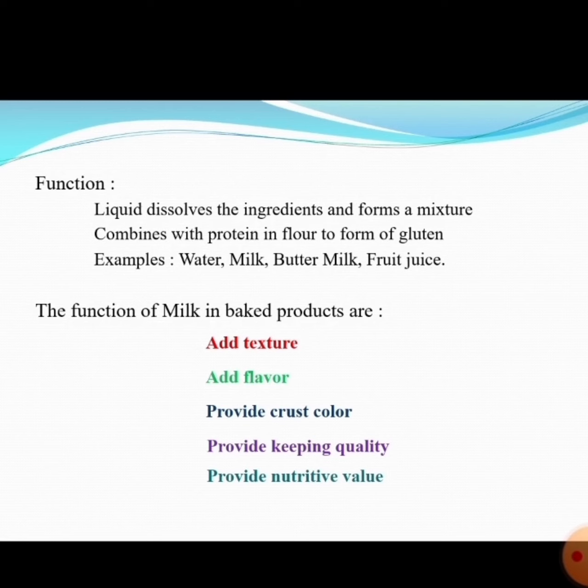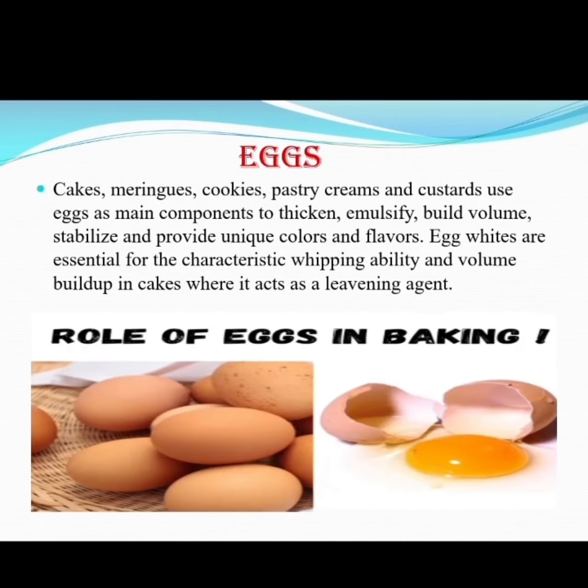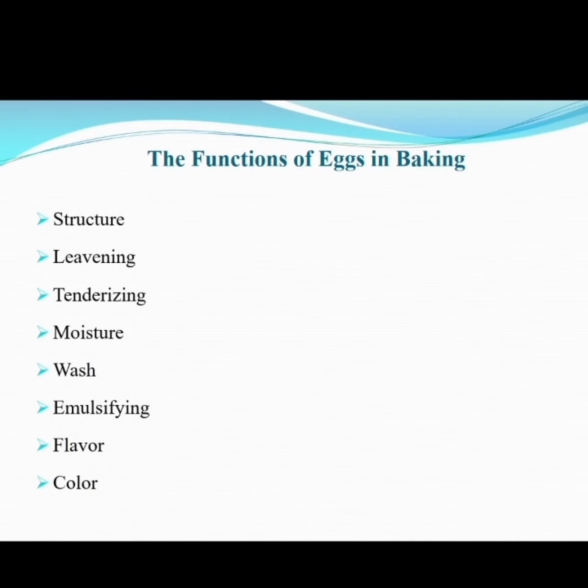The next raw material is egg. Egg plays a vital role in bakery products: cake, meringue, cookies, pastry cream, and custard. Egg is used as a main component to thicken, emulsify, build volume, stabilize, and provide unique color and flavor. Egg whites are essential for whipping ability and volume build-up in cake, where they act as a leavening agent. Now, the functions of egg in baking.